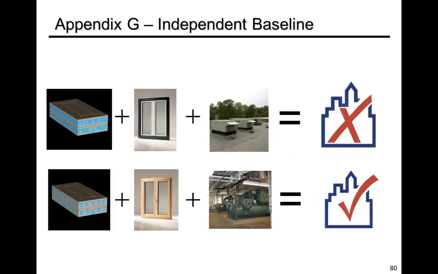That means if we look at those two buildings that we looked at before under the ECB approach, the Appendix G approach would recognize that the second building is using less energy than the first, because these parameters are all fixed: the amount of window, the type of HVAC system, the type of window. So it recognizes that this design will use less energy than the first design.